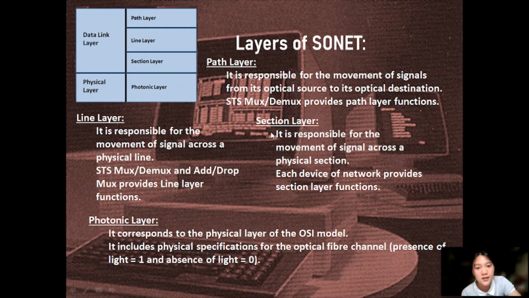Next is the section layer. It is responsible for the movement of signal across a physical section. Each device of the network provides section layer functions. And lastly, the photonic layer that belongs to the physical layer. It corresponds to the physical layer of the OSI model. It includes physical specifications for the optical fiber channel, with the presence of light equivalent to 1, and the absence of light equivalent to 0.